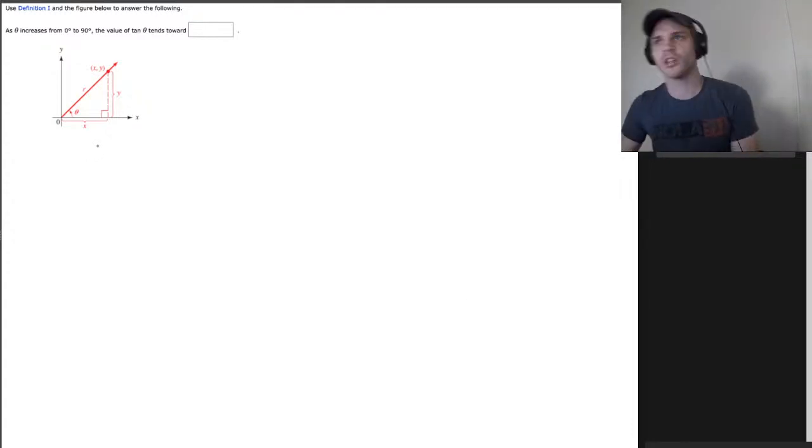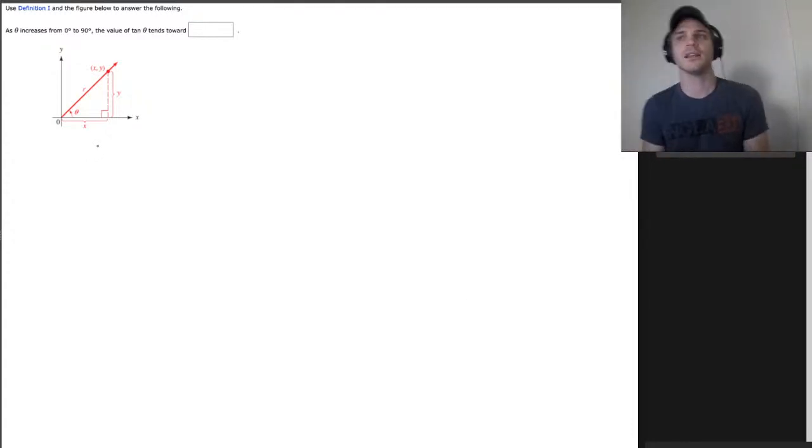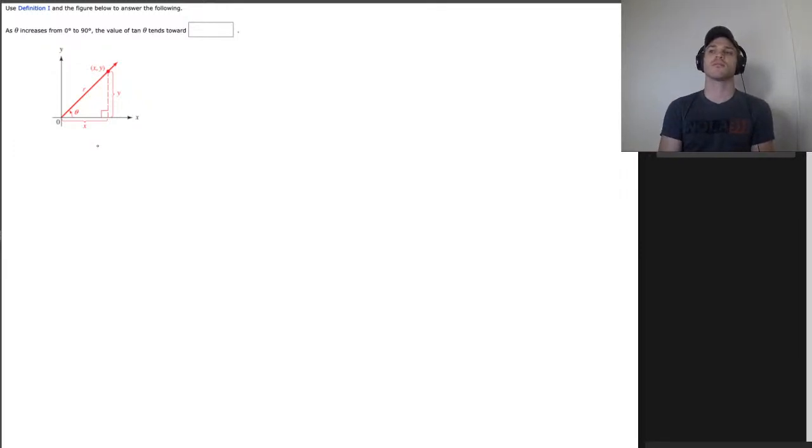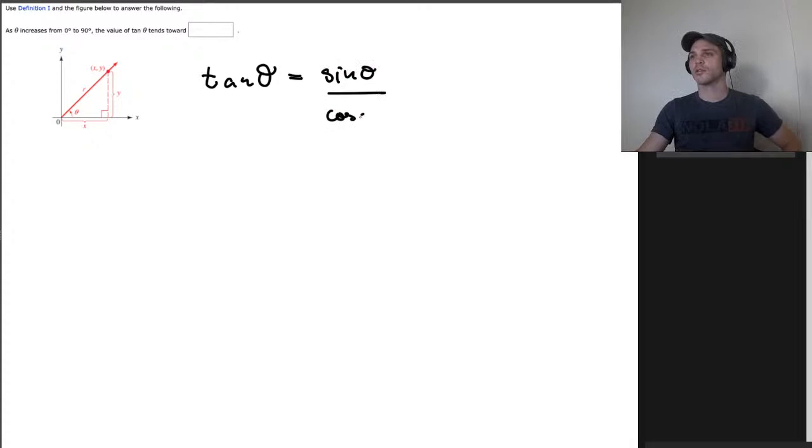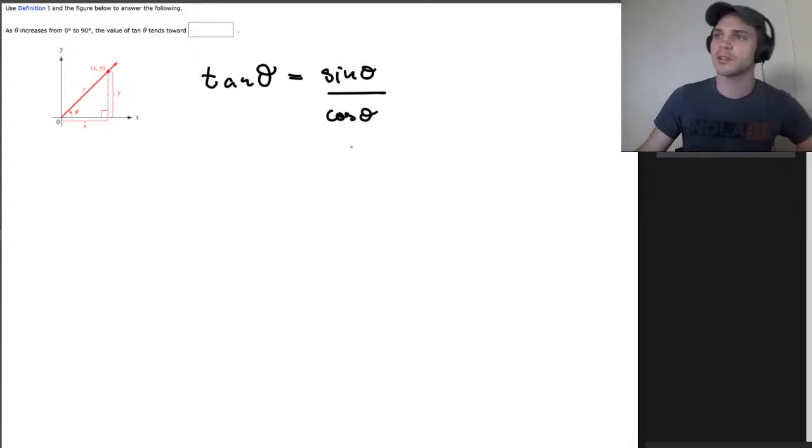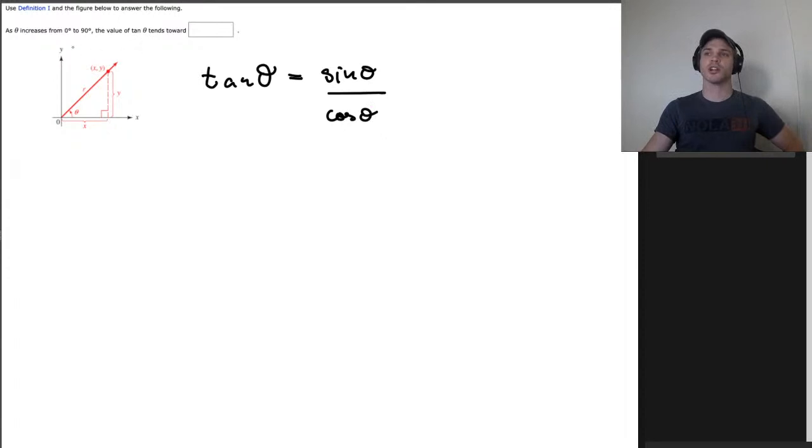Okay, use definition 1 in the figure below to answer the following question. As theta increases from 0 to 90 degrees, the value of tangent tends towards... okay, so tangent of theta equals sine of theta over cosine of theta. And let's ask the same question here, but for sine and cosine individually. So as theta increases from 0 to 90 degrees.